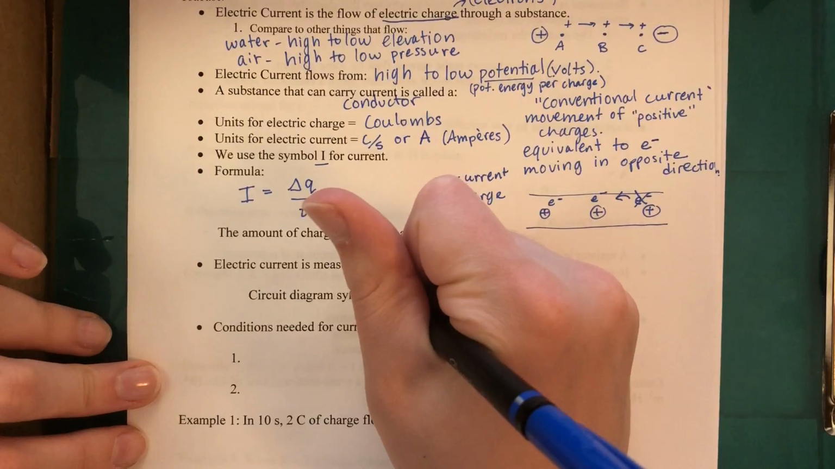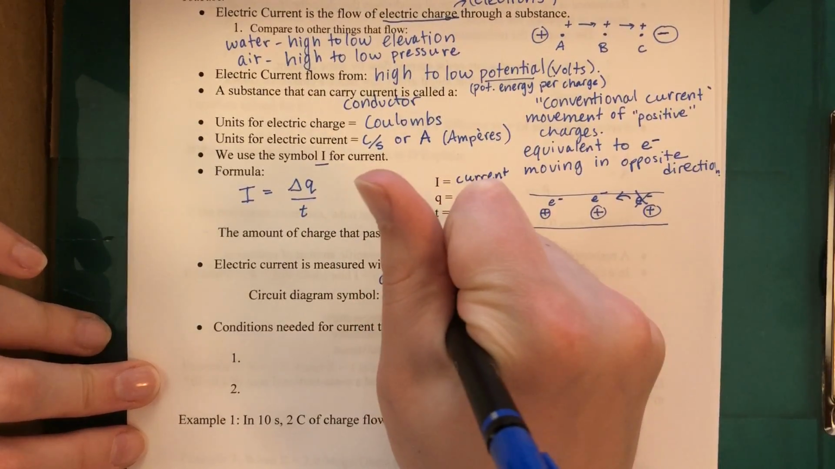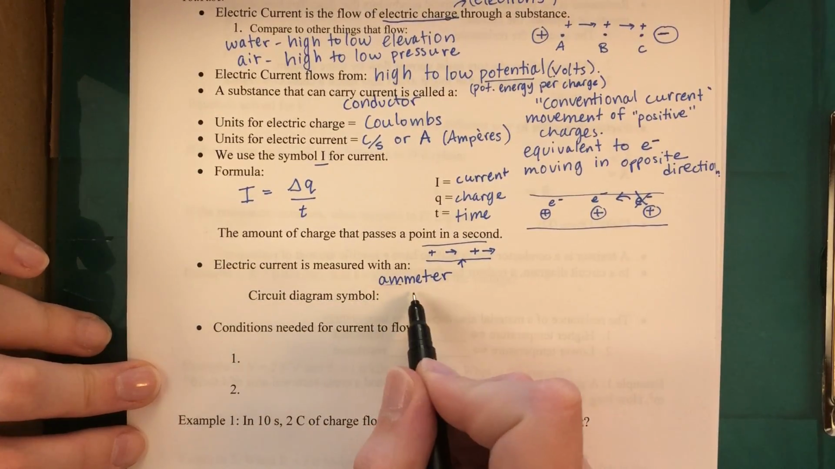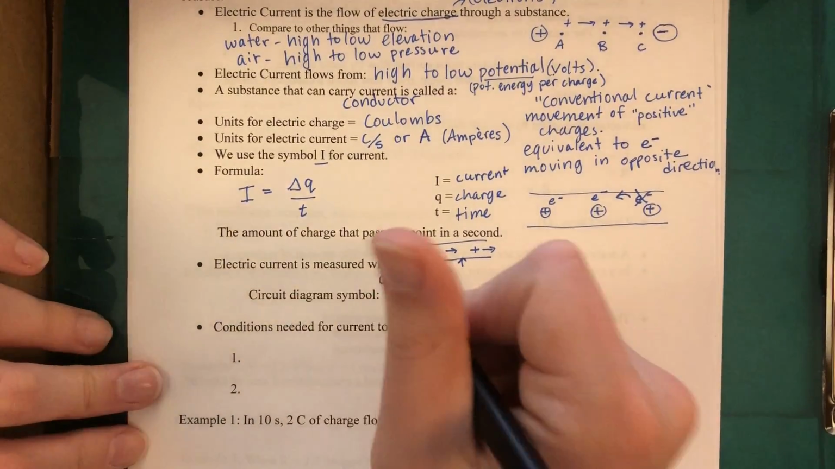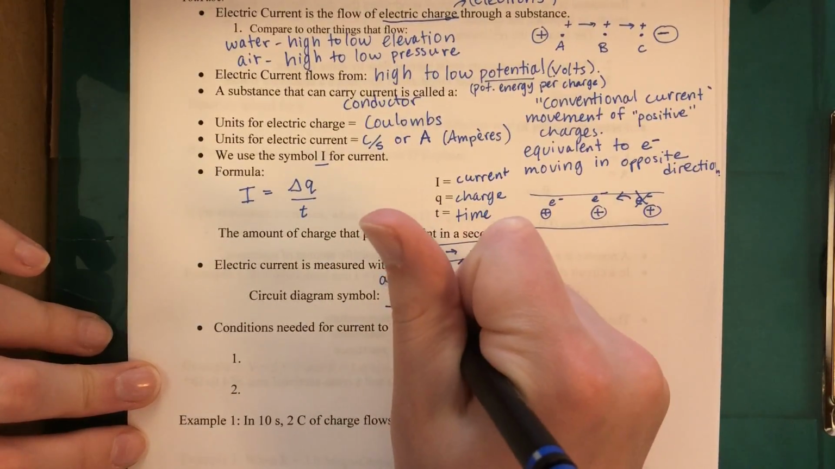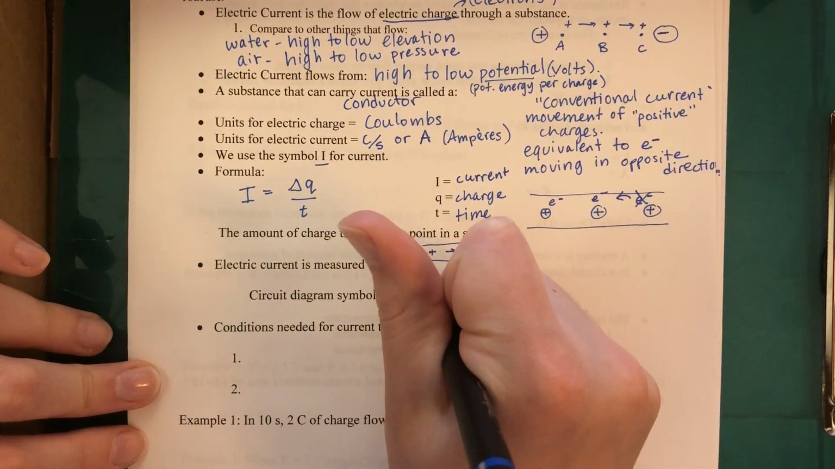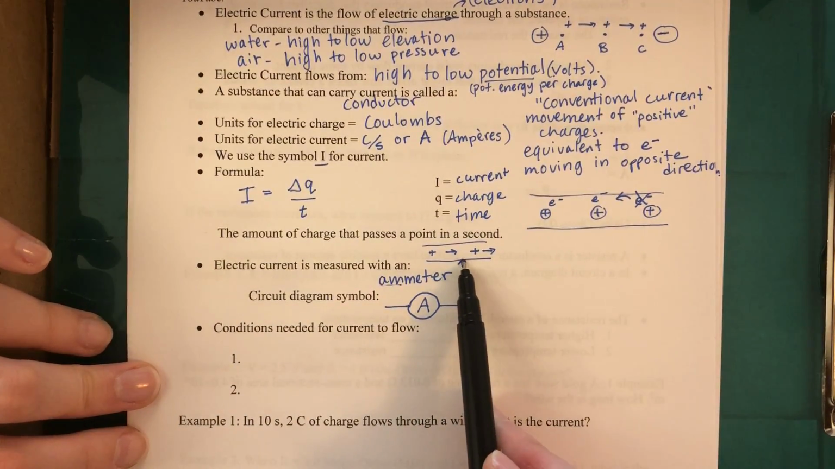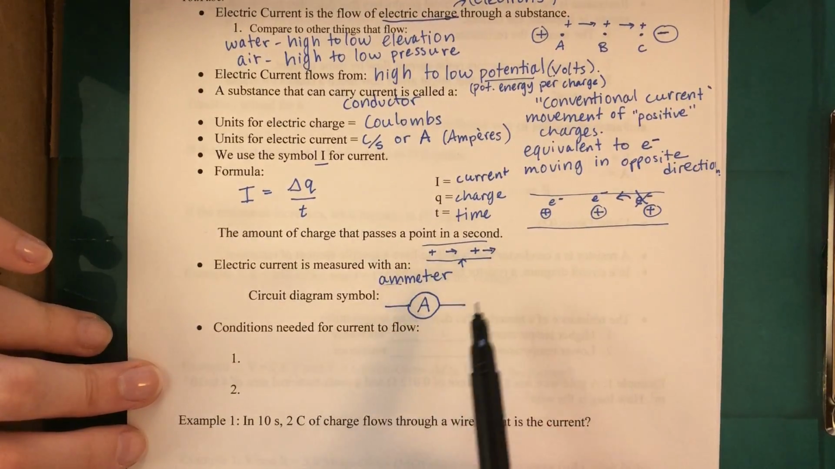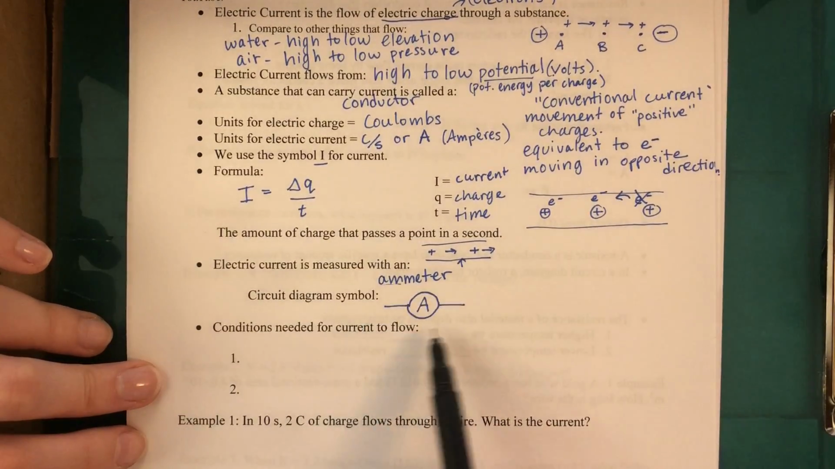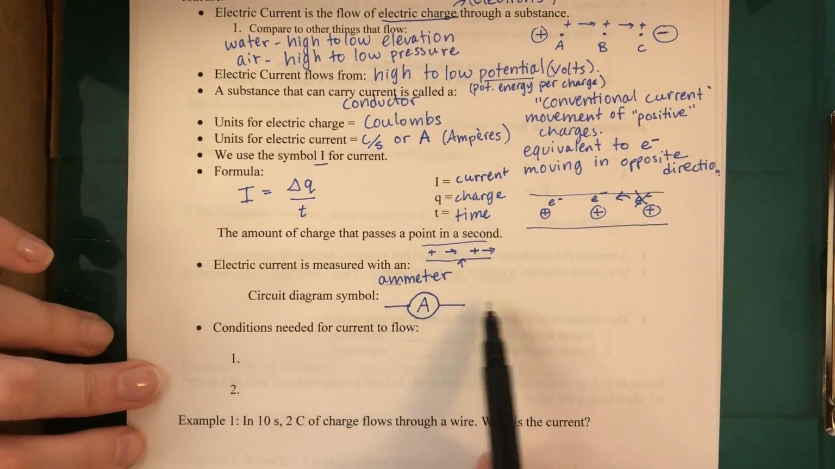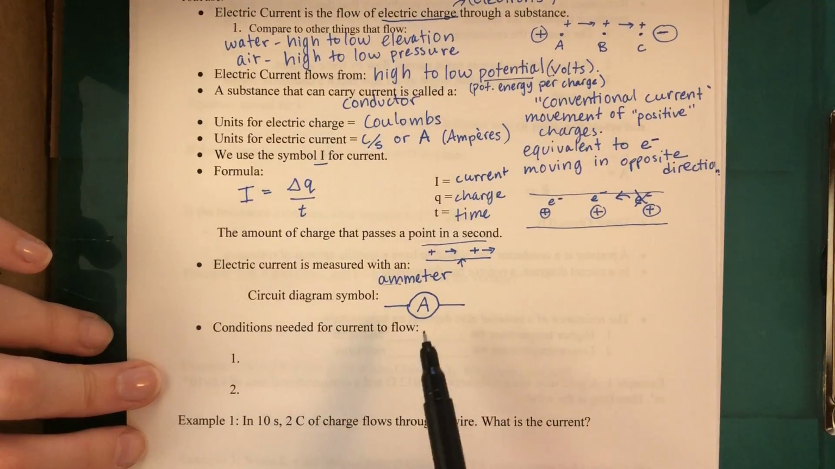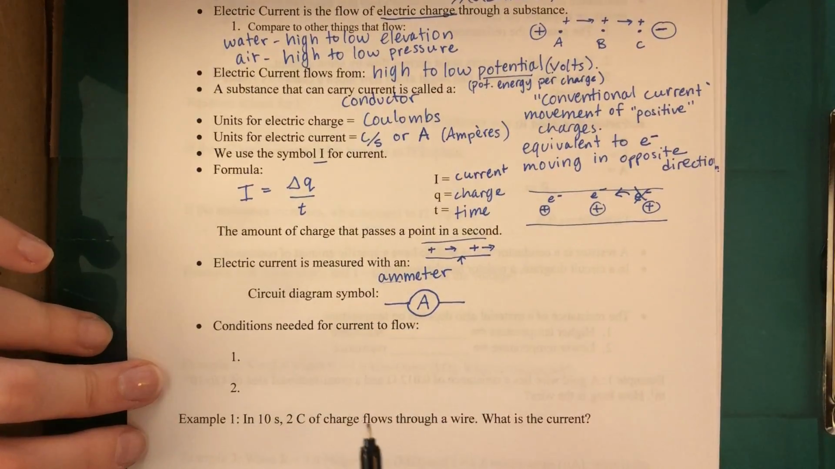Electric current is measured with an ammeter, which measures amps, as you might guess, or amperes. And the circuit diagram symbol is a circle with an A in it. So as I was describing, like sitting at a certain point and counting how many go by, you can physically connect up a device, an ammeter, and it will count how much charge goes through it every second, and it will tell you the amount of current as a number in amps.